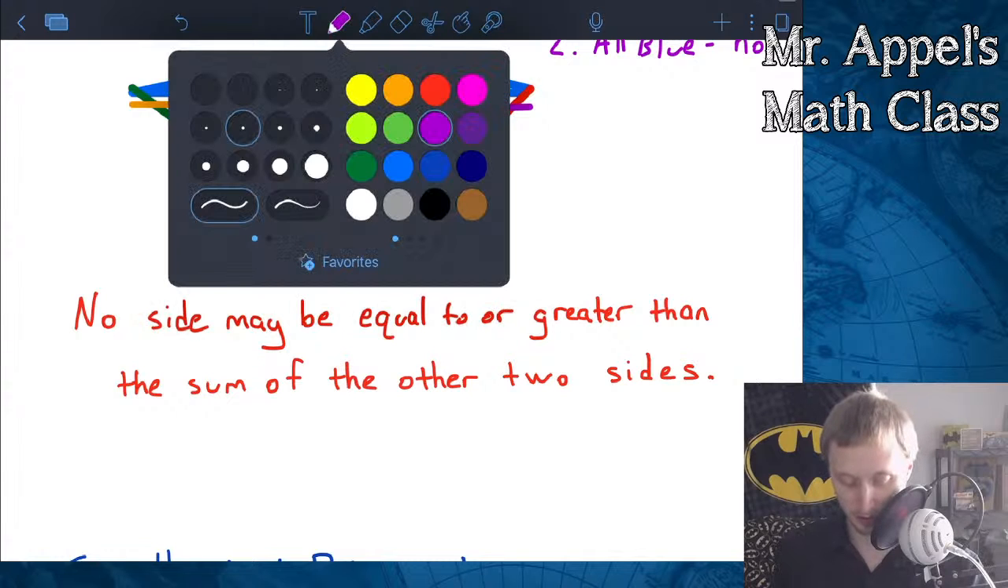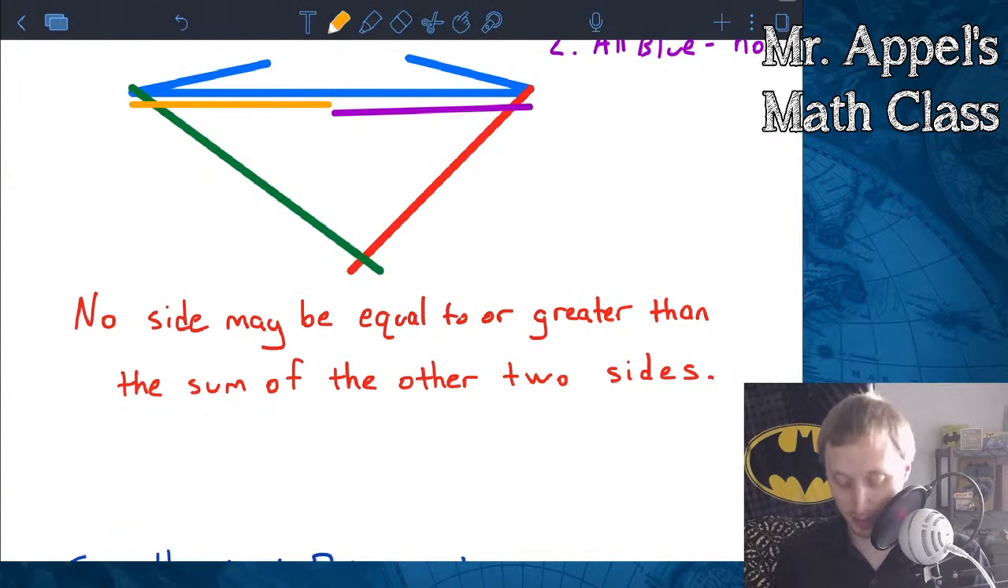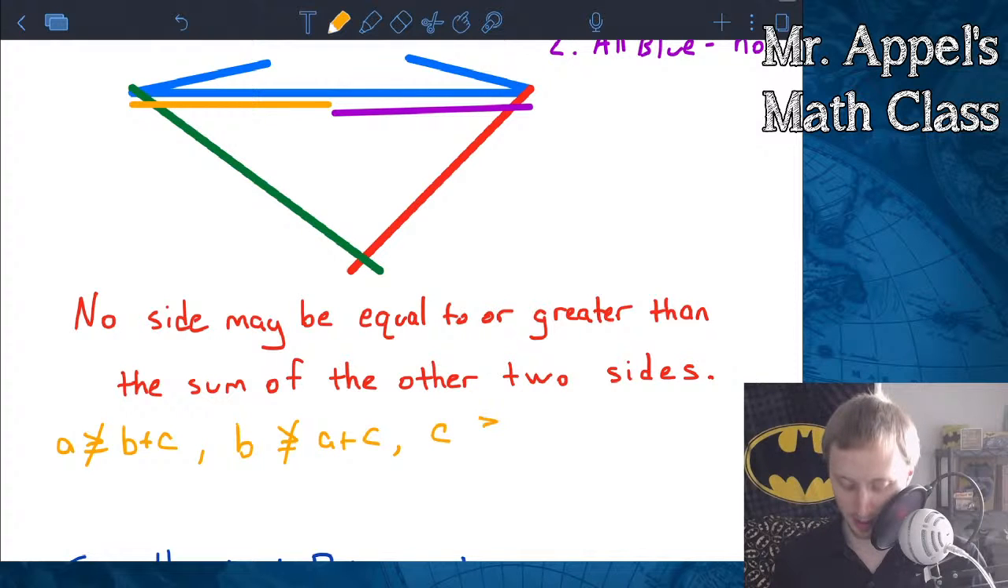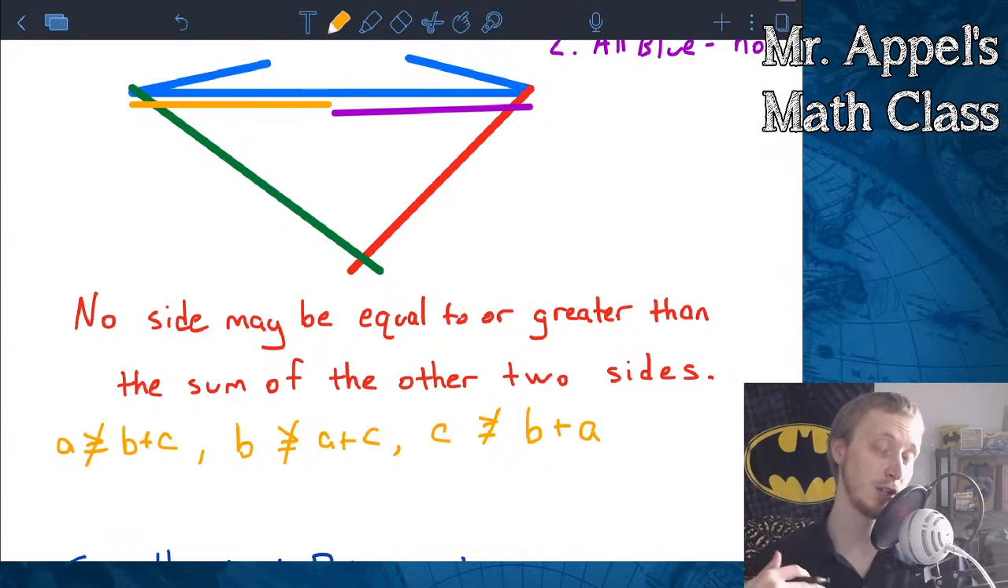If we were to name our sides A, B, and C, then you'd have to say, well, A cannot be greater than or equal to B plus C, and B cannot be greater than or equal to A plus C, and C cannot be greater than or equal to B plus A. Right? All of those have to be true.